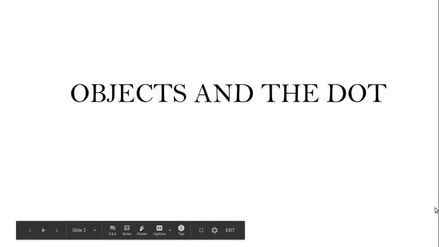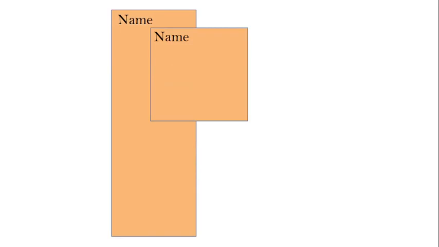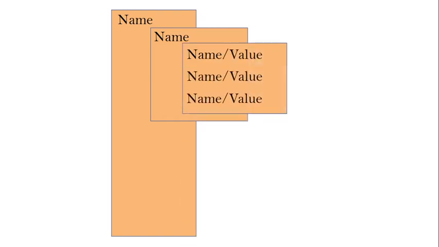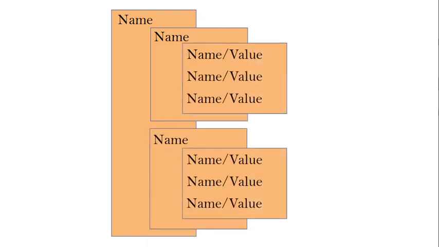The first topic we will discuss is the object and the dot. Remember, we have already said that objects are collections of name value pairs, and those values can be another collection of name value pairs. For our purpose now, let's look at the object from a different perspective. Let's think about how an object lives or resides in your computer's memory.